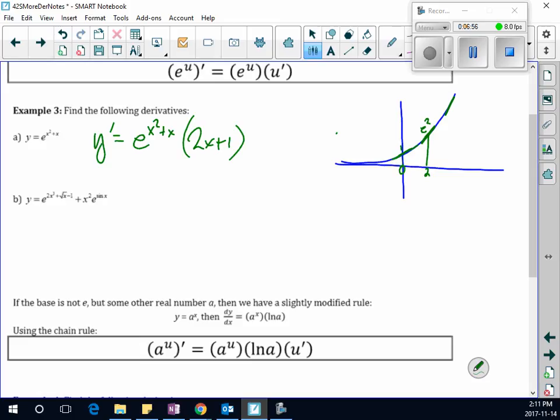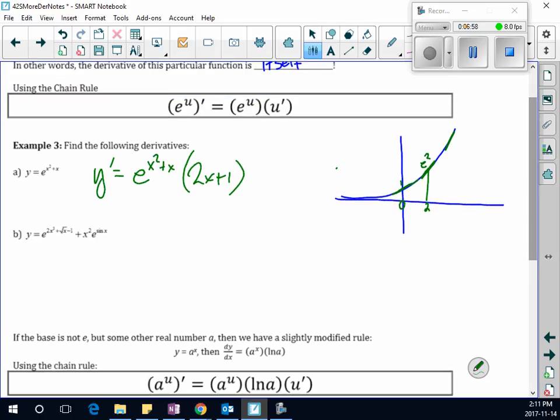Essentially, if you didn't understand that, you could say let u equal x squared plus x, then du would be 2x plus 1, yes? So then y equals e to the power u, right? Then the derivative is e to the power u times u prime, which is that part of it, right?